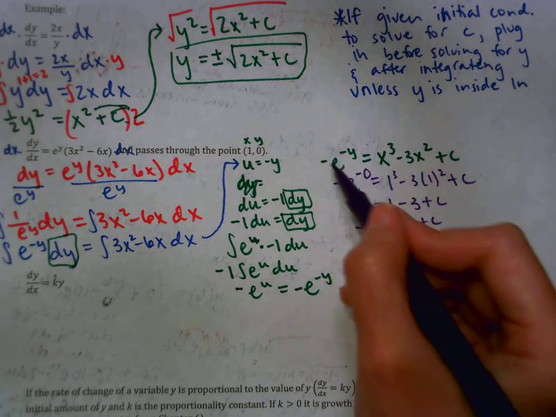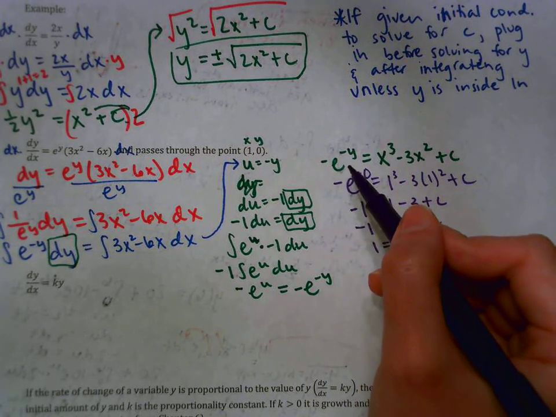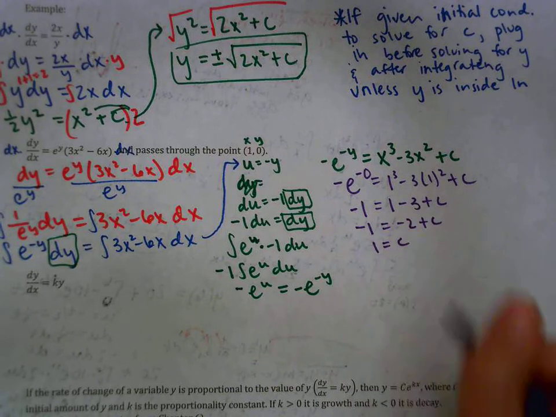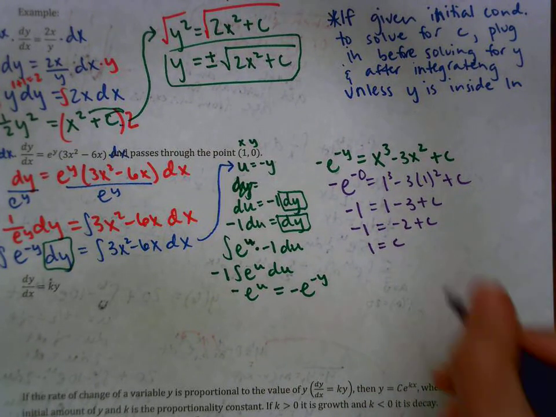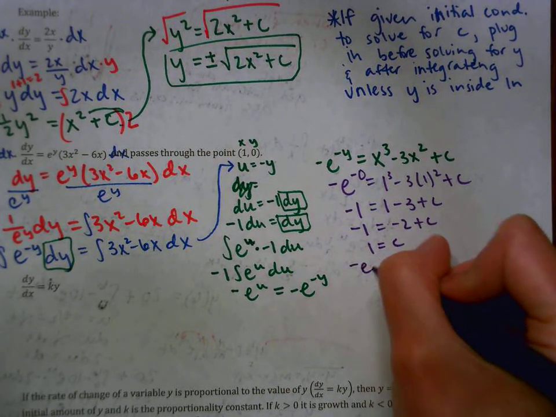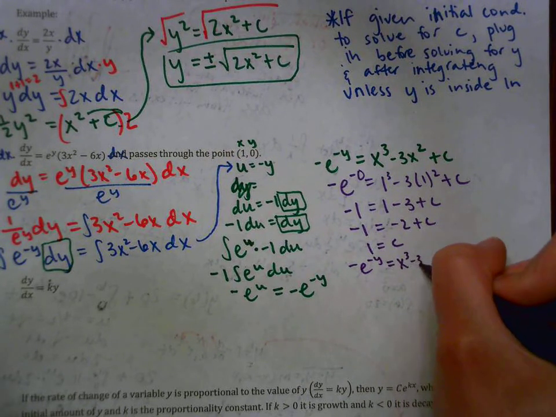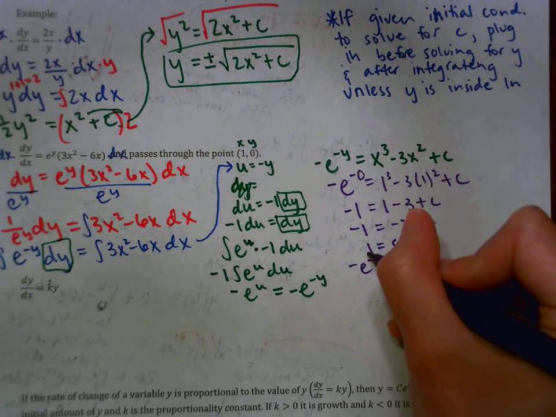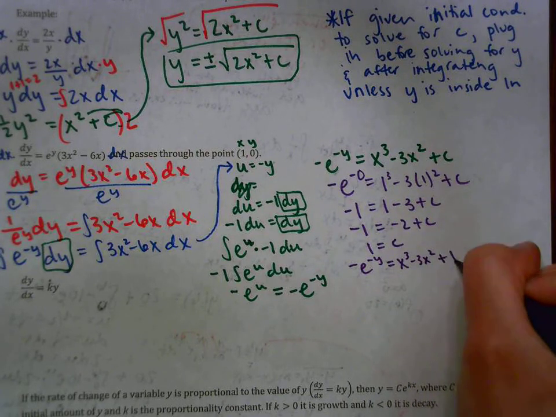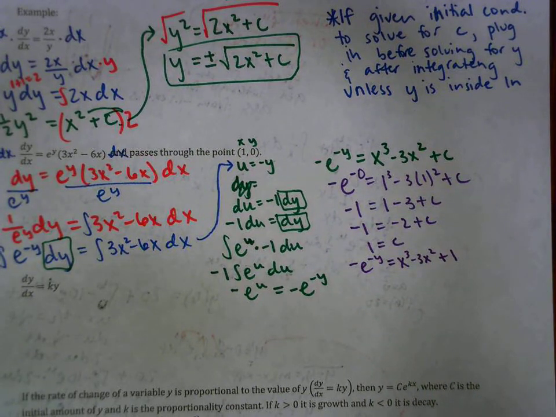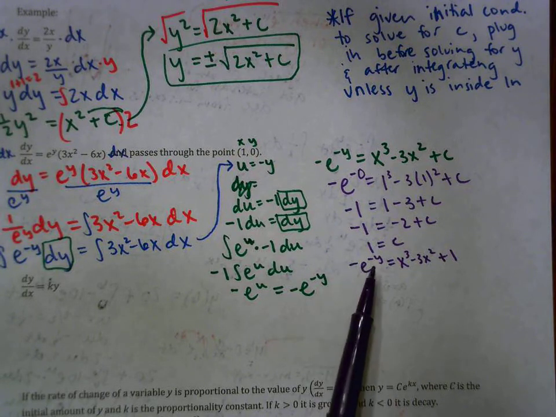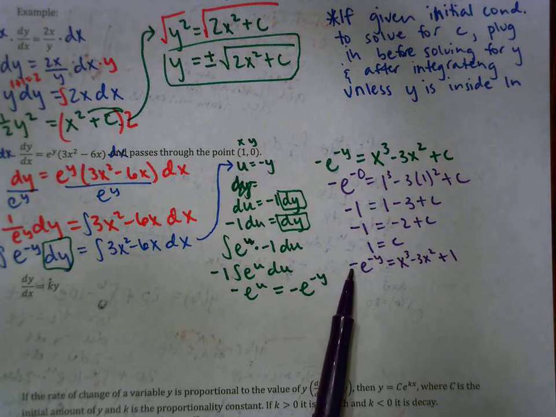So you rewrite your general solution with your c value. So this would become negative e to the negative y equals x cubed minus 3x squared, and then because that's positive 1, plus 1. So we are not done. Your last step is now you solve it for y. So don't forget that last step because that is a point on your free response.